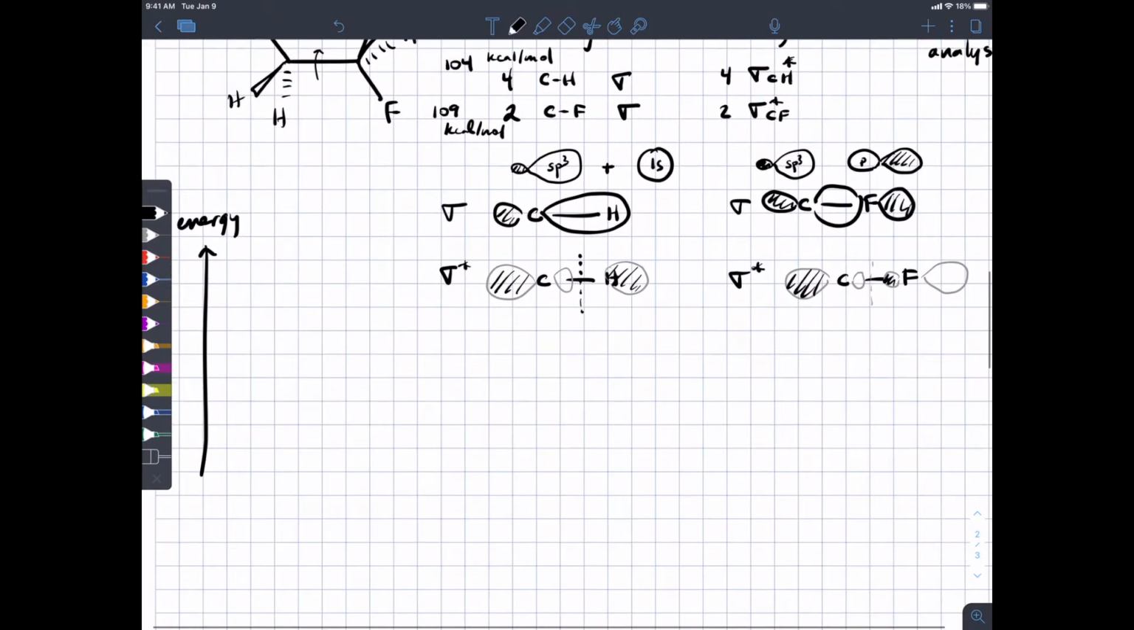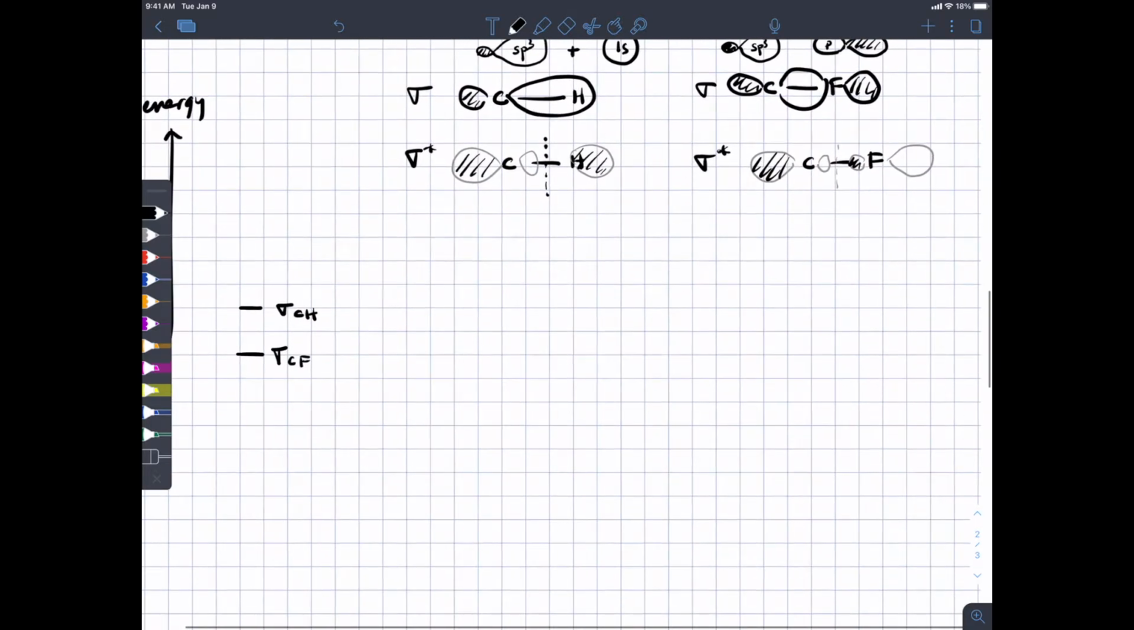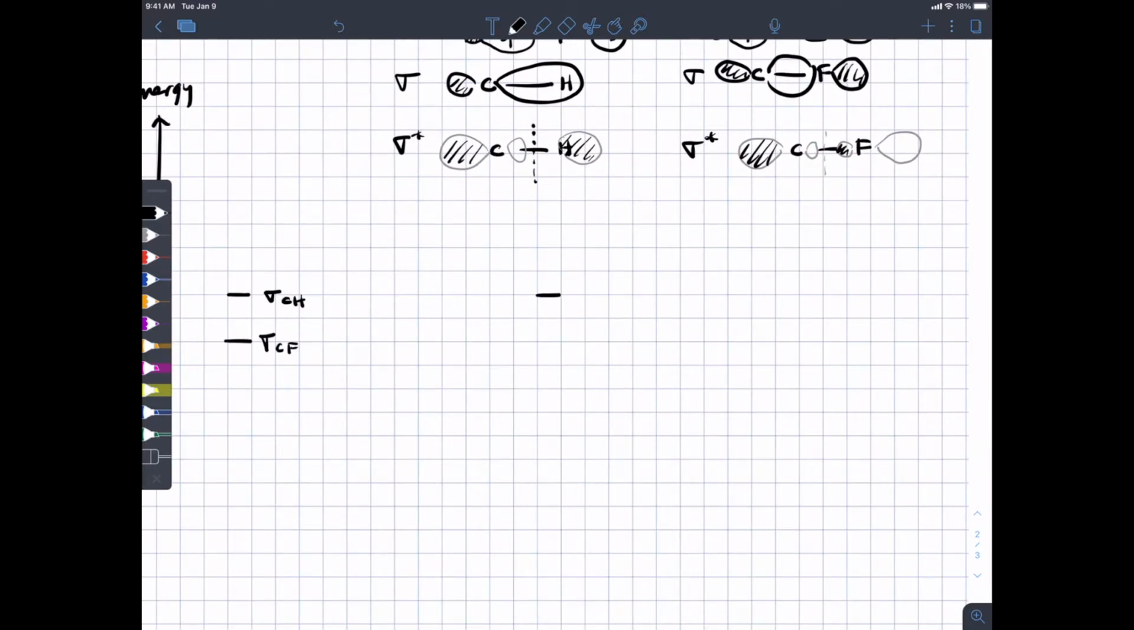Should be lower, right? And you can tell that just from the bond energy. But if we wanted to rationalize that, what we would say is that when you make a bonding orbital between an sp3 hybridized orbital on carbon and a 1s orbital on hydrogen, you get the sigma bonding orbital here.